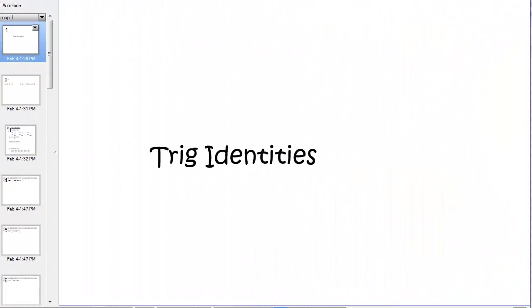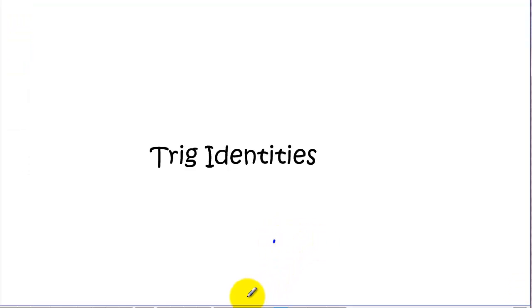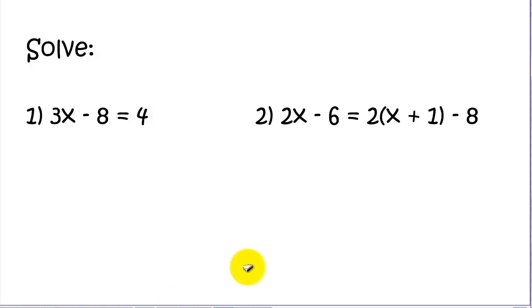Hello, it's Mr. T with another math tutorial. Today we're talking about trig identities and how to use trig identities to simplify trig expressions. This will be the first of a two-part series. In the second part we'll talk about proving or verifying trig identities. So let's get started. Let's first talk about what an identity is.